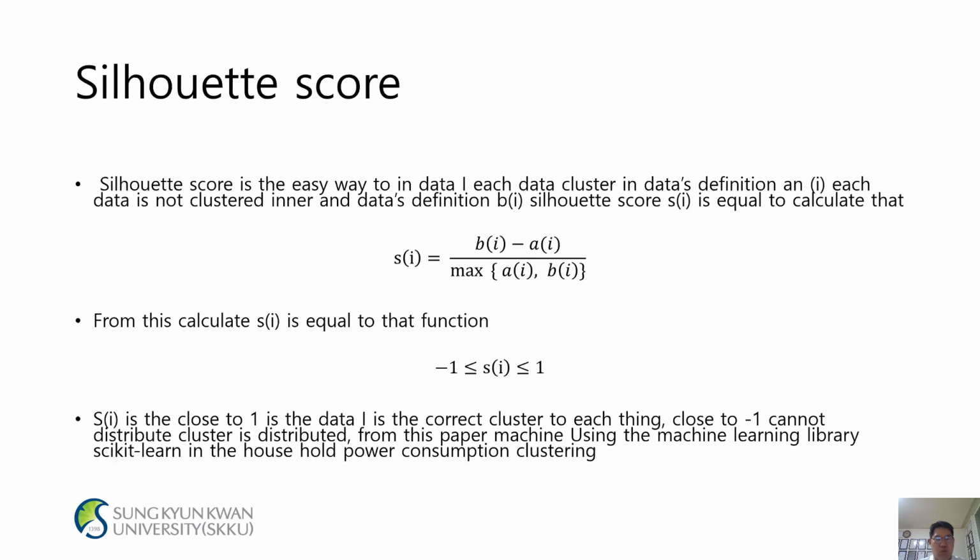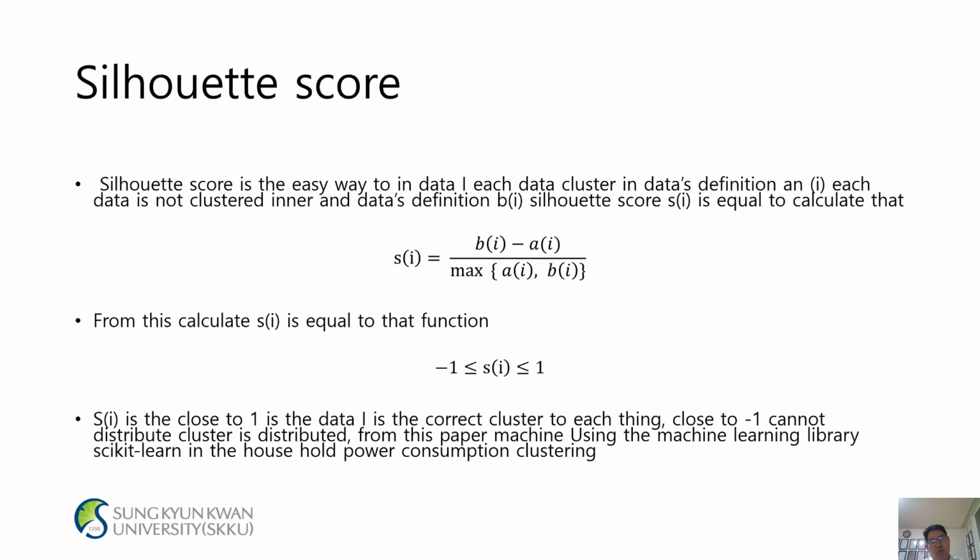Silhouette score is the easy way to evaluate each data cluster in data definition, and I each data is a clustered inner data and data's definition. The silhouette score S_i is calculated as S_i equals (b_i minus a_i) over max(a_i, b_i). From this calculation, S_i is between minus 1 and 1. S_i close to 1 means the data i is in the correct cluster. Close to minus 1 means it cannot distribute the cluster, it is distributed wrongly.